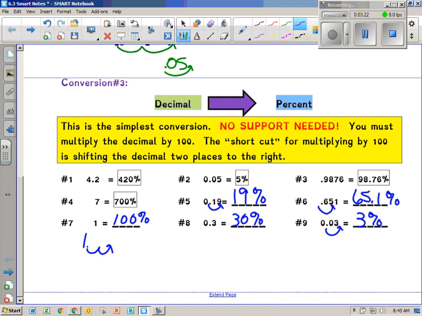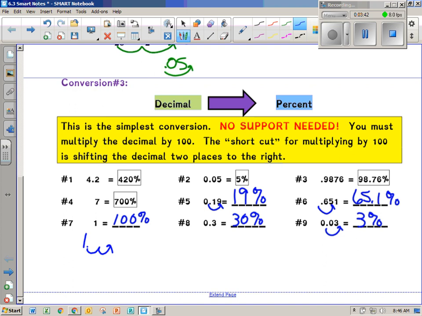Notice on all of these that the percentage is the bigger of the two. And I mention that only because later when you go from a percent back to a decimal, sometimes people get confused. Well, I don't know if I move the decimal right or left. Just remember the percentage is always bigger.